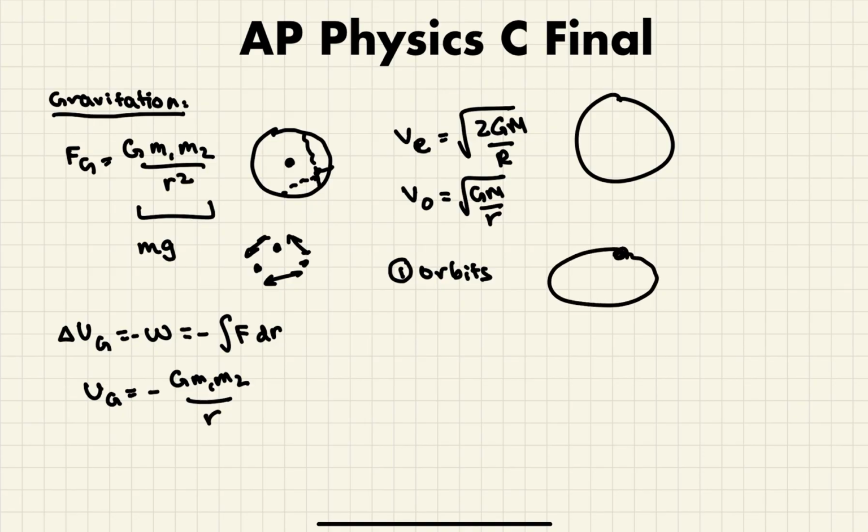So if you have a planet here, it doesn't move in a spherical or circular orbit. Instead, it's elliptical, and the star it orbits around is one of the foci of the ellipse. The second one is the law of areas.